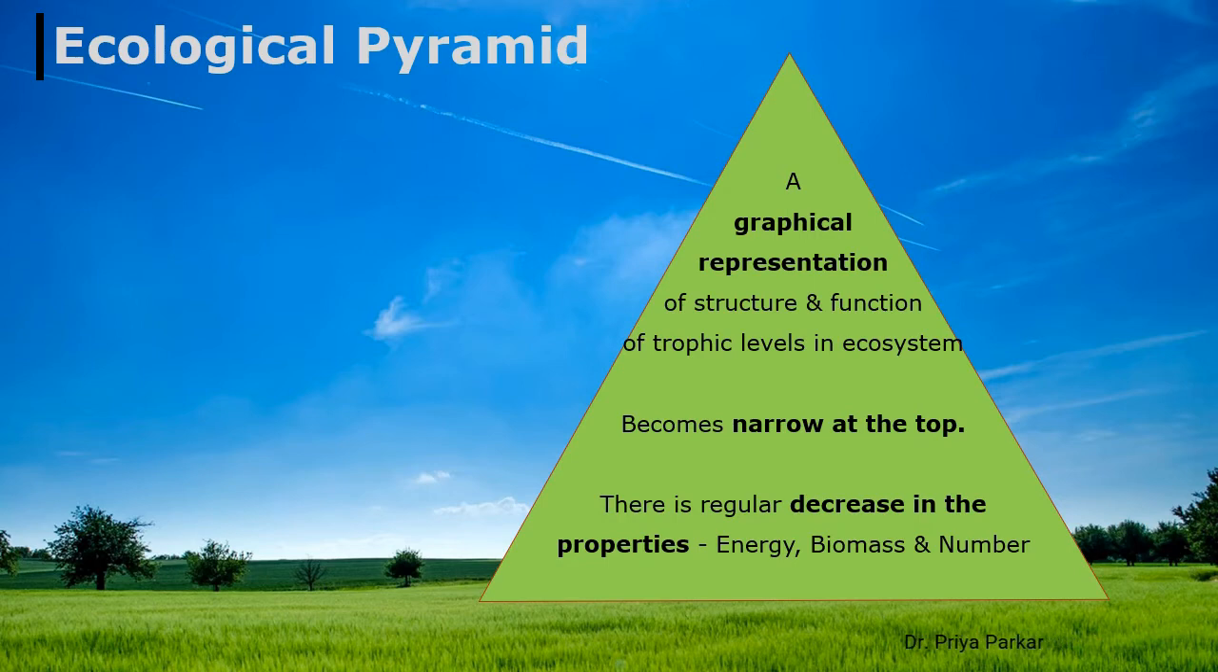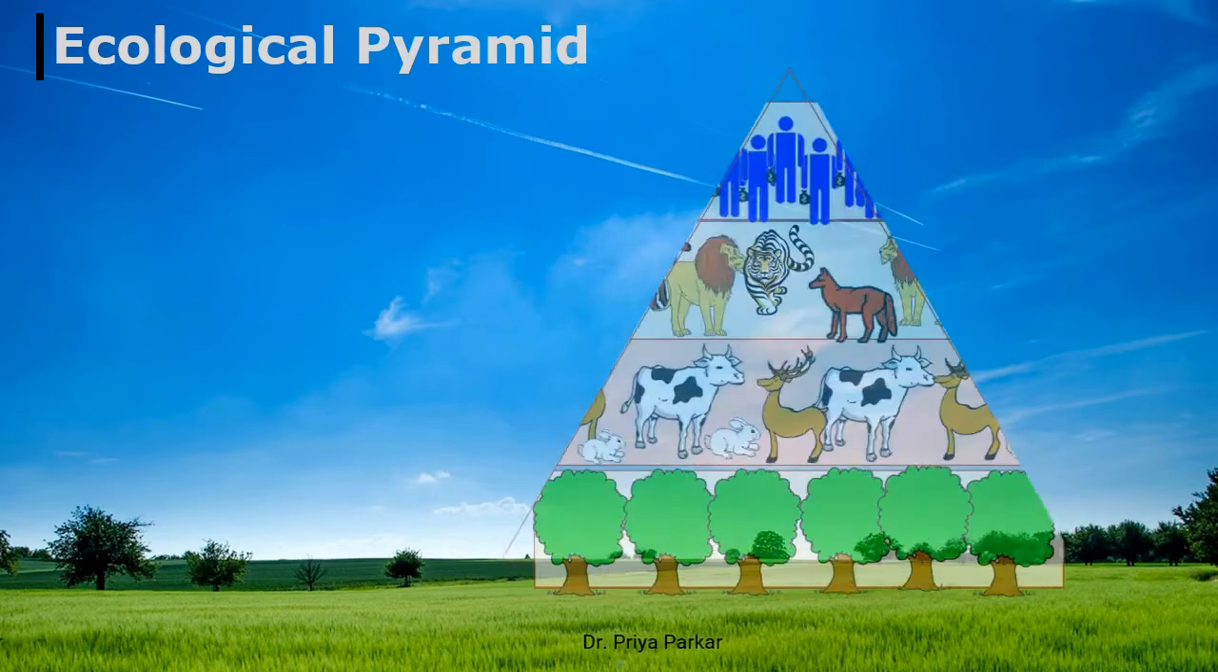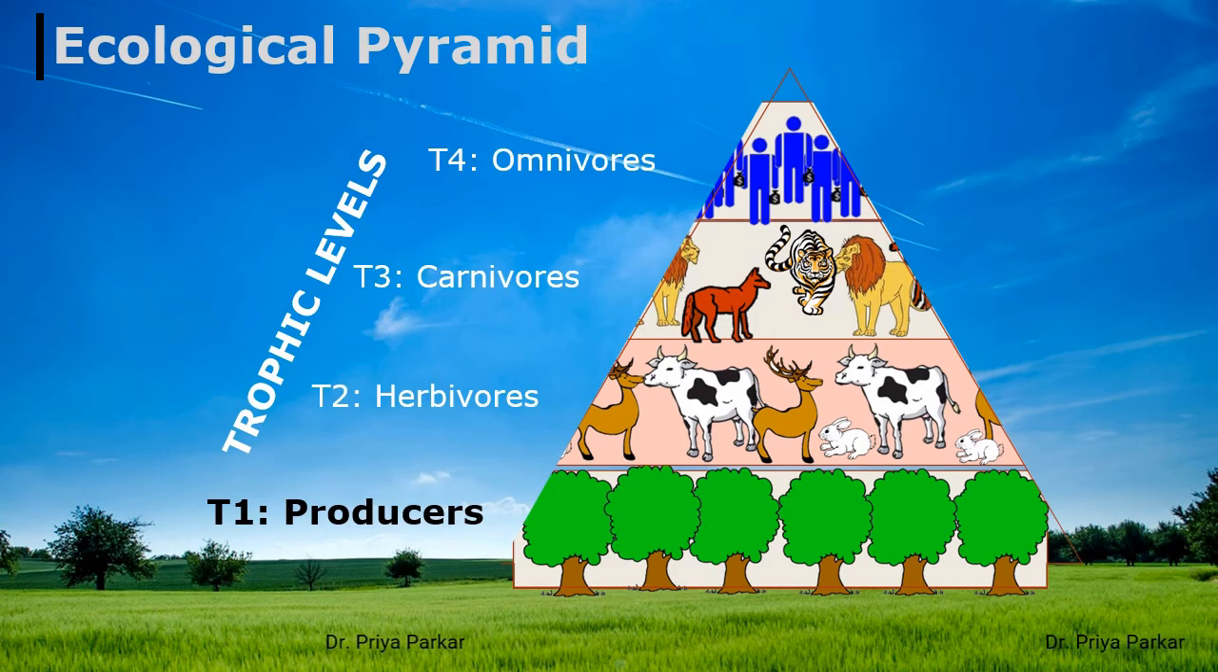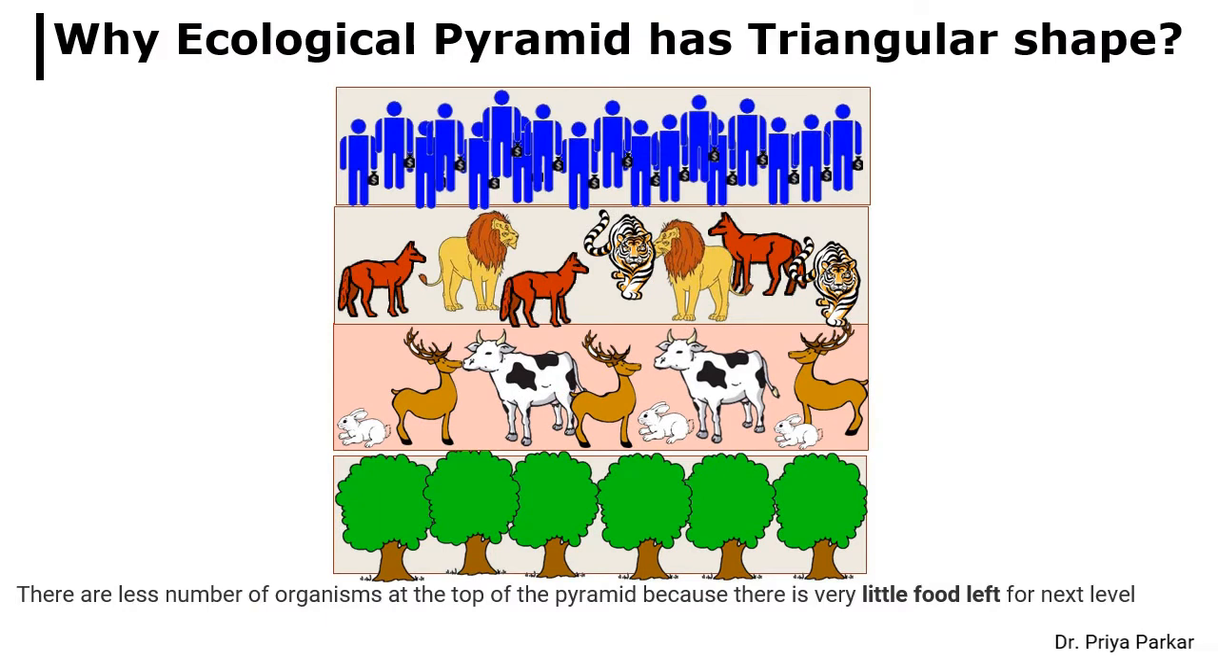Ecological pyramid is a graphical representation of structure and function of different trophic levels in the ecosystem. It becomes narrow at the top due to regular decrement in the properties such as energy, biomass and number. You must be thinking about the reason of its triangular shape. Why is it not a rectangle or circular?